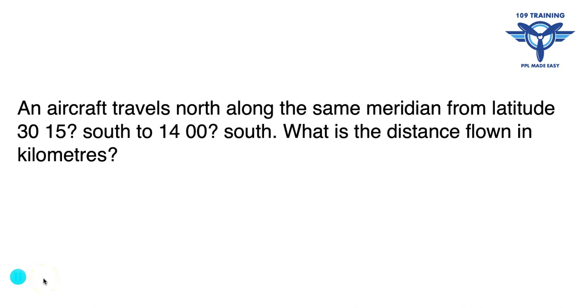Right, let's have a look at this question here then. An aircraft travels north along the same meridian from latitude 30 degrees 15 minutes south to 14 degrees south. What is the distance flown in kilometres?